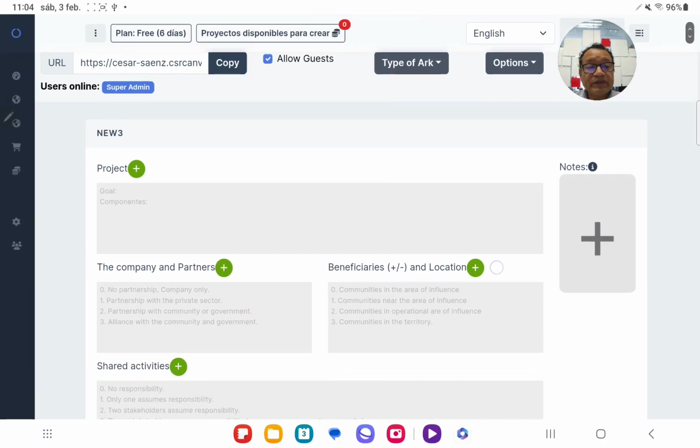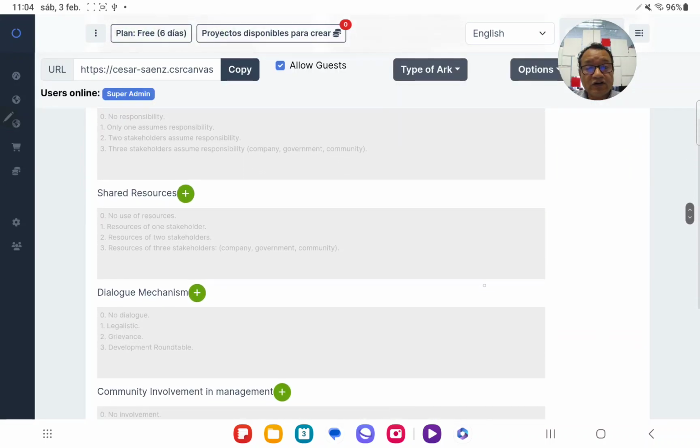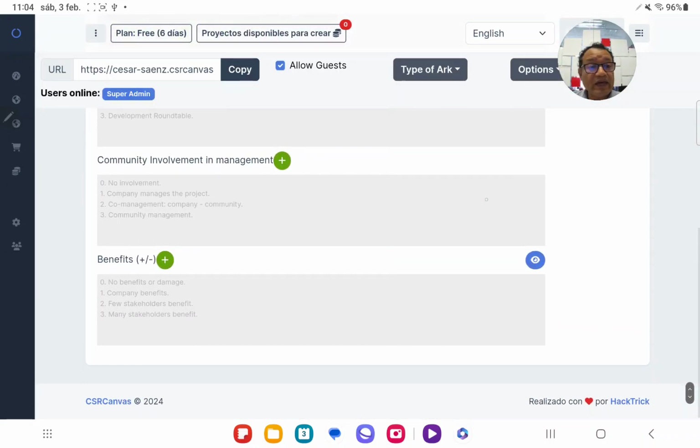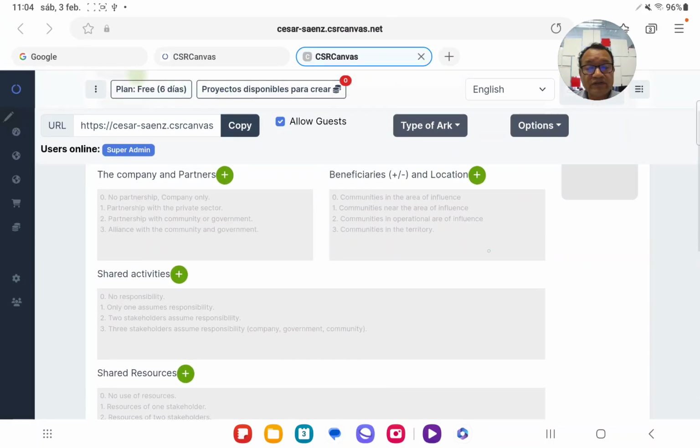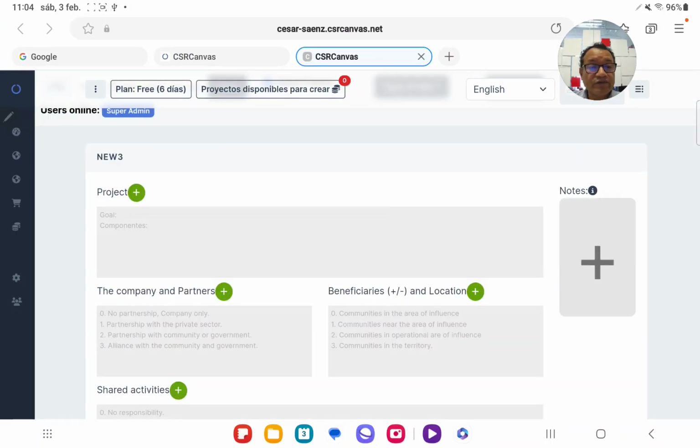As you see here, this option has 8 components. So let's explain the components for the ARC of social responsibility. Let's start with the first component. This is the project. Here you will name the project, and describe the project goal and the main components of the project.